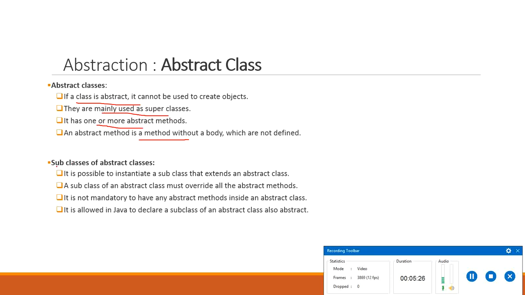Subclasses, now the child classes of the abstract classes. It is possible to instantiate a subclass that extends an abstract class. That means we can create an object of the subclass that extends an abstract class. A subclass of an abstract class must override all the abstract methods.